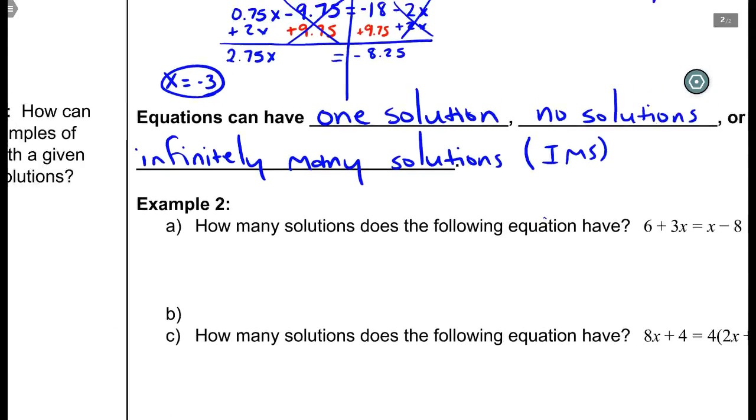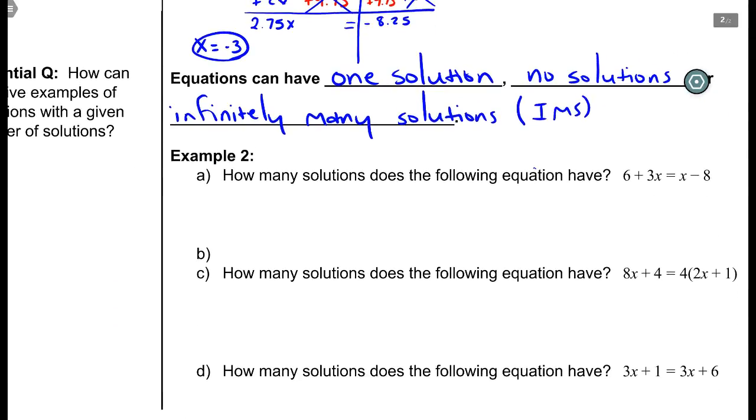Let's talk about different solutions. This is really easy. It's just a little concept I want you to know here. Equations can have one solution, and we've only ever seen equations that have one solution. There's only one number that would work for that equation. However, there are equations where there are no solutions. That means there's no number that would work for x. And there are equations where there are infinitely many solutions, which means every single number that you would plug in for x works for that equation.